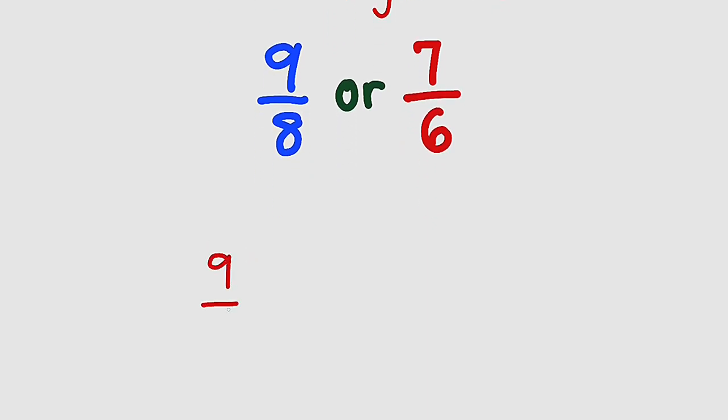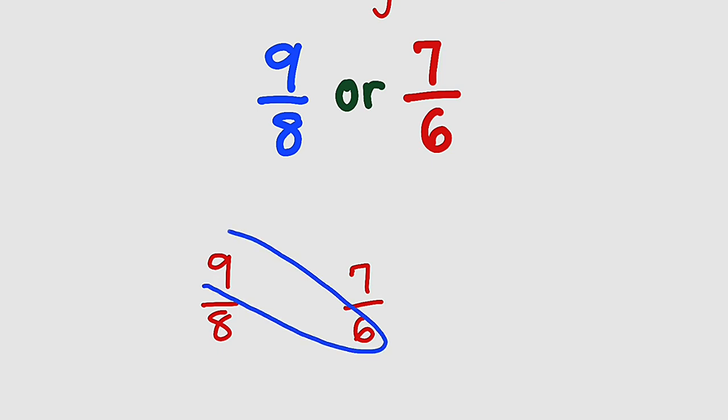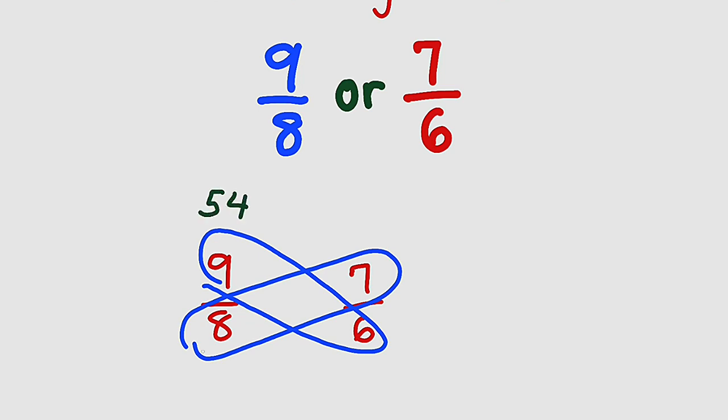We have 9/8 here and we have 7/6 here. So we are going to multiply these numbers diagonally like this. Also like this. All right. So if you multiply 9 by 6, you're going to obtain 54. And if you multiply 8 by 7, you're going to obtain 56.